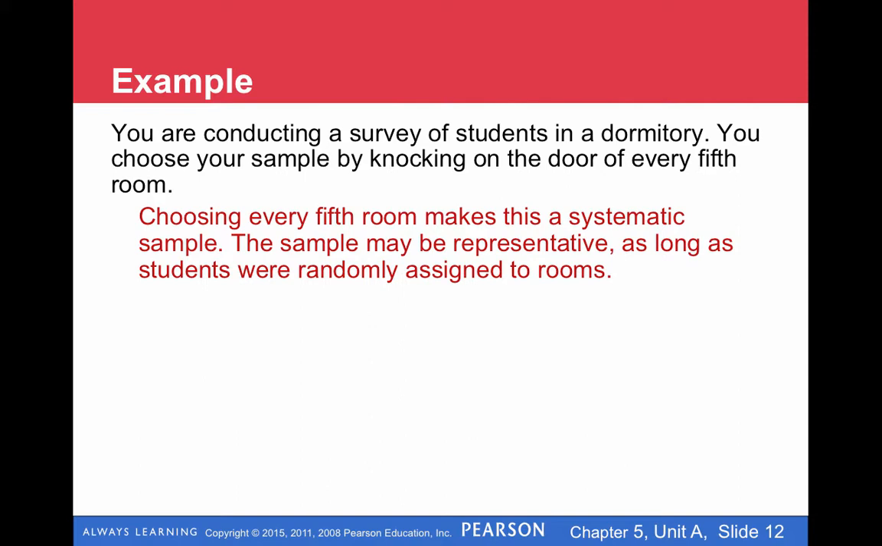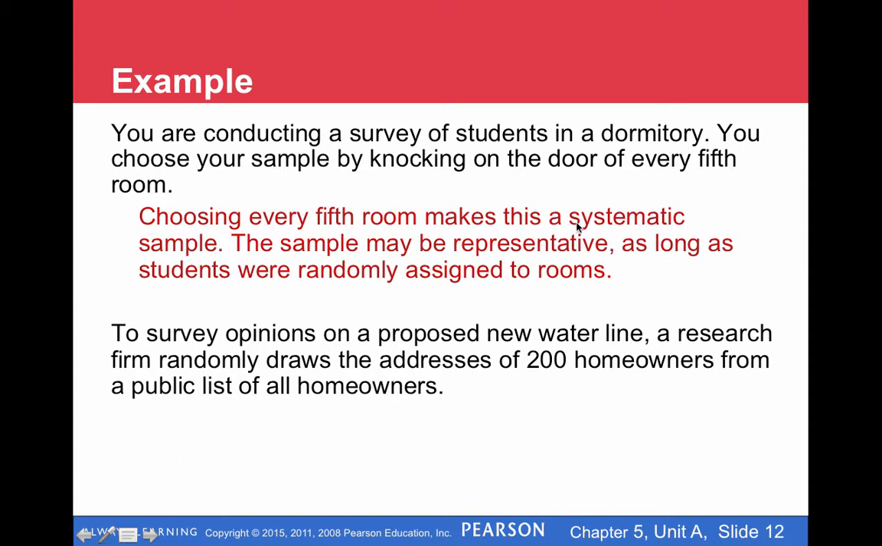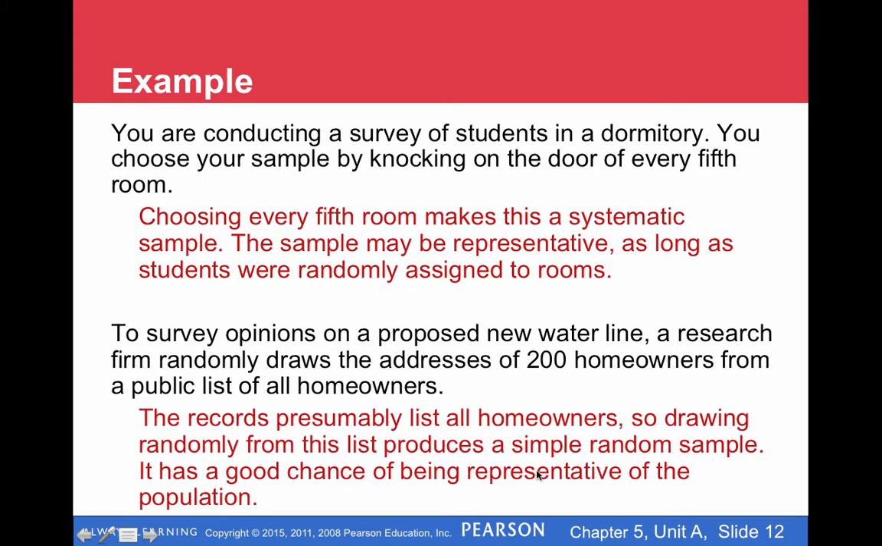So here's an example where we're conducting a survey of students in your dormitory. You choose a sample by knocking on the door of every fifth room. Since it's every fifth room, this is a systematic sample. To survey opinions on a proposed new water line, a research firm randomly draws the addresses of 200 homeowners from a public list of all homeowners. That would definitely be simple random sampling.